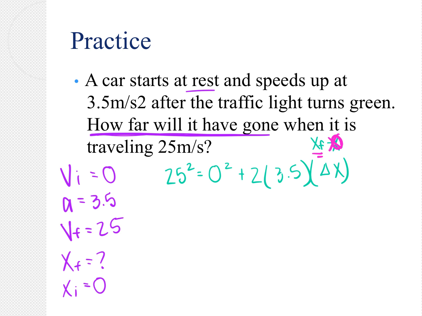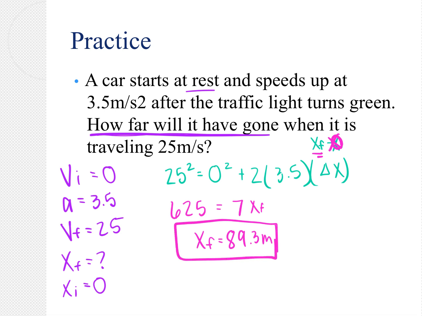Okay, so 25 squared, what is that? 625? Okay, so 625 equals 7 times x final. I'll take that divided by 7, and I get x final equal to about 89.3 meters. Do we feel okay about that one? 89.3 meters. The expectation was that we were moving forward. It starts at rest and speeds up at a positive rate, so we are going forward. We have a positive displacement.